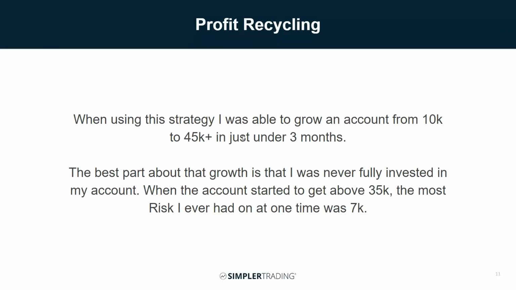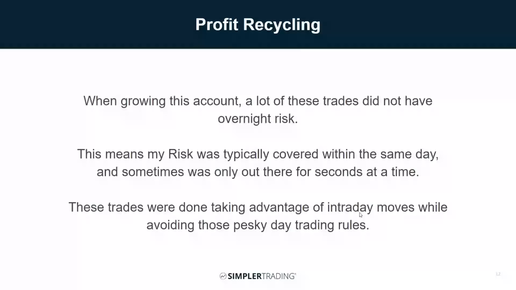So it just shows you that I can have a very nice account value with 35,000, but I'm still having less than half of that account out there as overall risk to continue to try and grow it. So when growing this account, a lot of these trades did not have overnight risk. This means my risk was typically covered within the same day, and sometimes it was only out there for a few seconds at a time, very much like the first example that I talked about at the start of the webinar. I was only in that for probably a few minutes before I was able to get that quick cover on my capital and then left myself out there with the free trade.